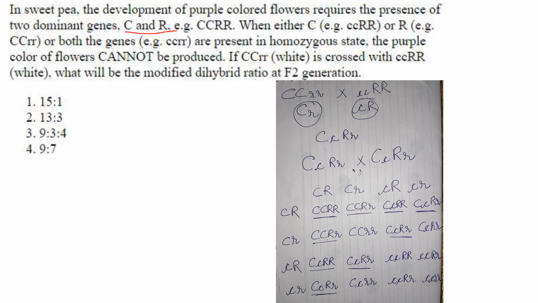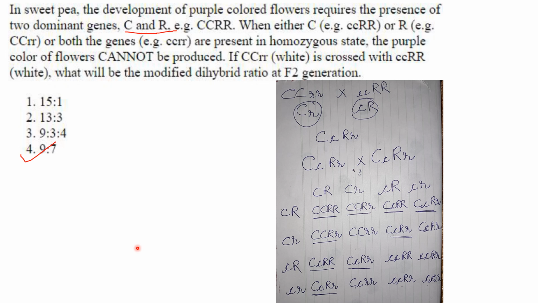So here, this is a case of complementary gene interaction. That is, two or more genes work together, and they both must be present in the plant to produce the final product. If one of the genes is absent, then it will not give rise to the exact product. So it will change the dihybrid ratio, that is 9:3:3:1 to 9:7. So that is option 4, 9:7 is the answer.